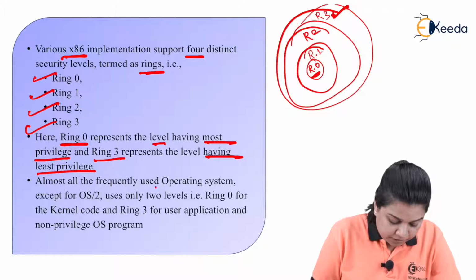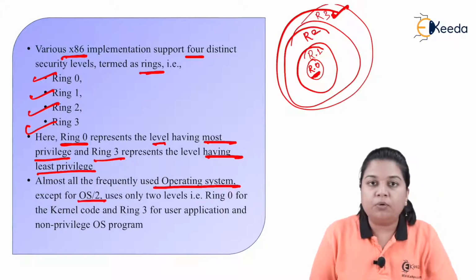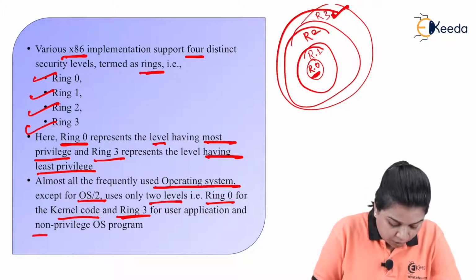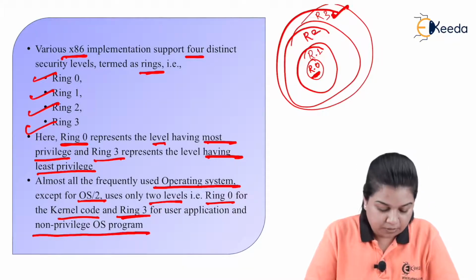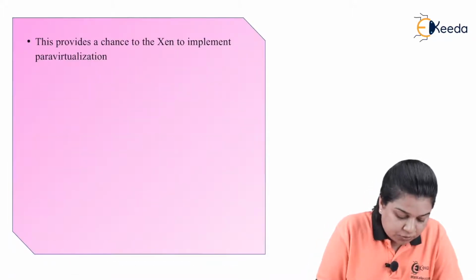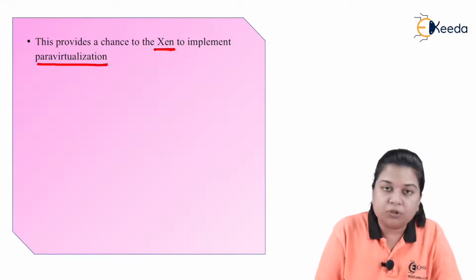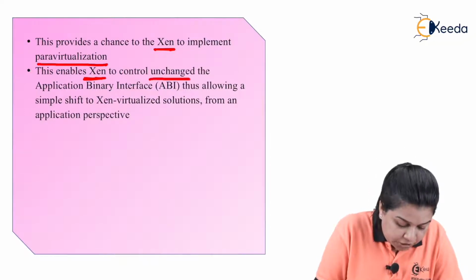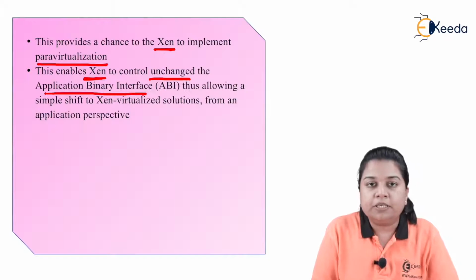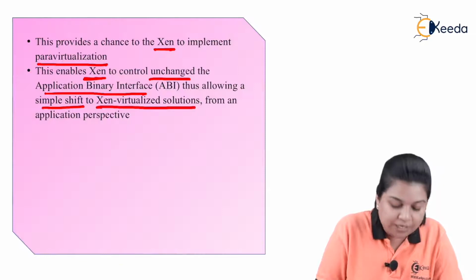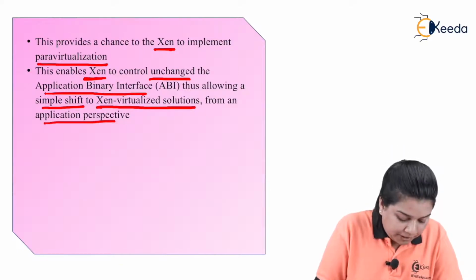Almost all the frequently used operating systems except for OS/2 use only 2 levels, that is ring 0 for the kernel code and ring 3 for user applications and non-privileged OS programs. This provides the chance to Xen to implement para-virtualization. This enables Xen to control an unchanged application binary interface, or I could say the ABI, thus allowing a simple shift to Xen virtualized solutions from an application perspective.